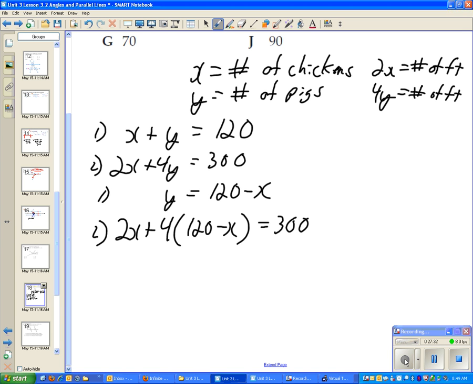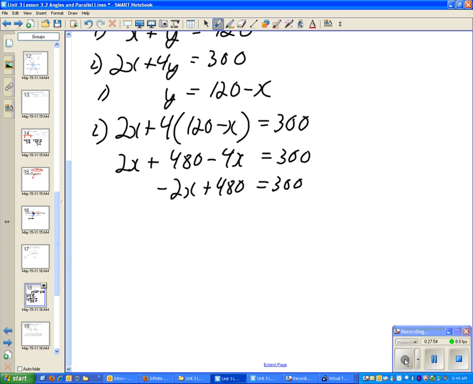So now I can solve it for the number of chickens. Okay? So 2x plus, what's 120 times 4? 480 minus 4x equals 300. So that'd be negative 2x plus 480 equals 300. So negative 2x will equal negative 180. I don't have negative chickens because now I divide both sides by negative 2. And how many chickens do I have?